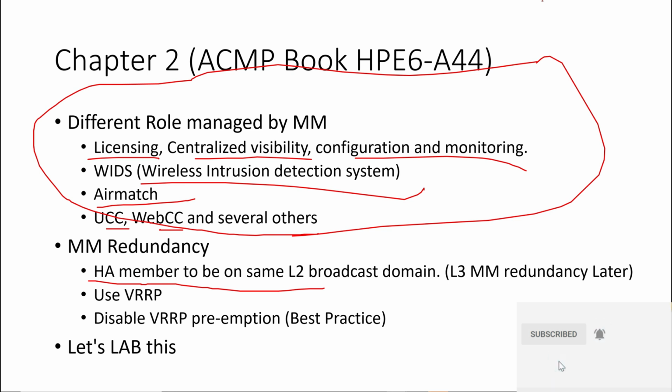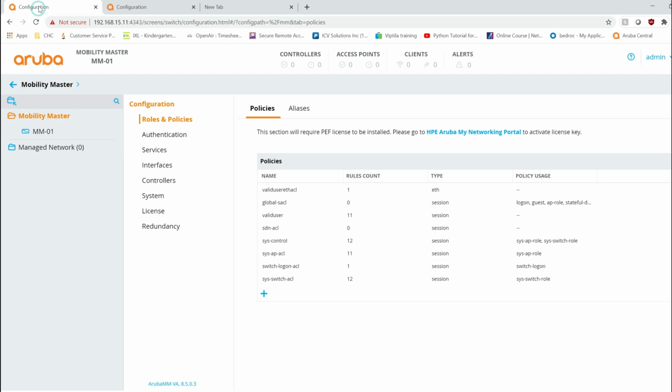So let's jump right to the lab. Let's configure our VRRP group. You need to realize this hierarchical model. Right now you see MM01 under Mobility Master. Now you have specific configuration here. If you do them, that gets pushed down to any member in that Mobility Master folder. So this is a folder. We have MM01 under it.